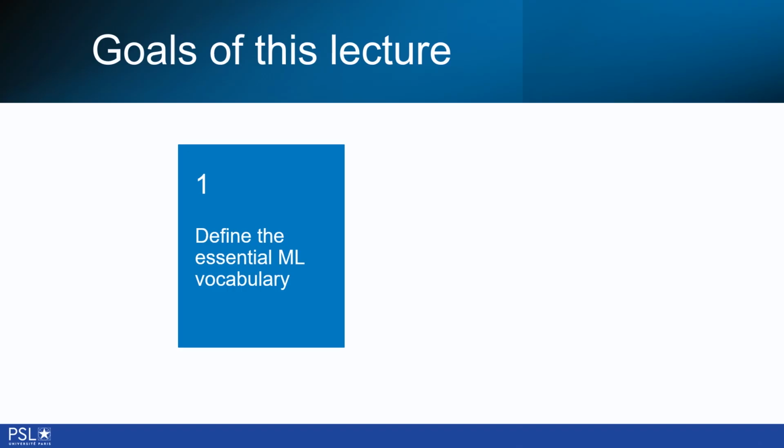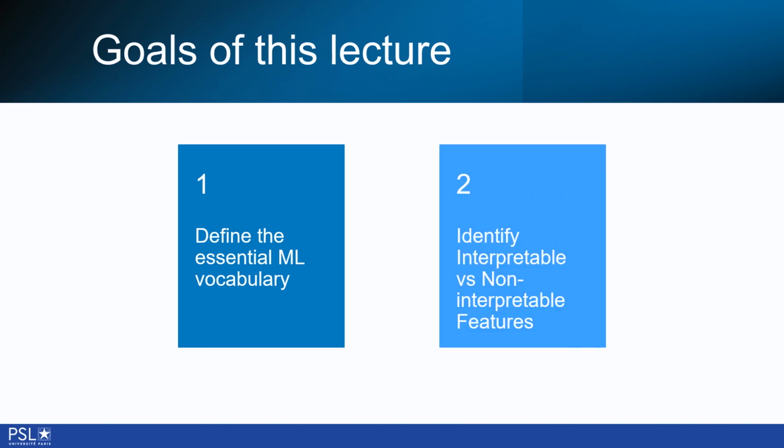In this lecture, I will define the general framework and the terminology that we will use in the rest of this course. The primary goal of this lecture is to define the essential machine learning vocabulary that will appear in the rest of this course. A secondary goal will be to identify what interpretable and non-interpretable features are.